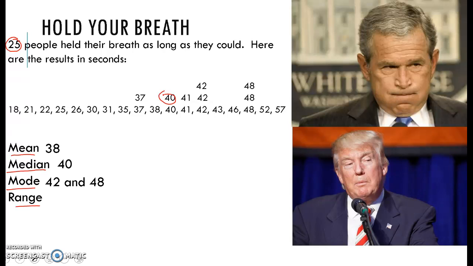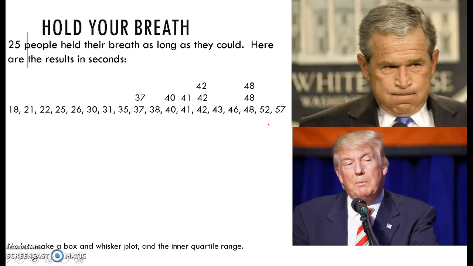The mode, you could argue that this doesn't have a mode because it's tied for 42 and 48. If there were like a 3-way tie or a 4-way tie, I probably would say it does not have a mode. But because there's only 2 of them, I would say 42 and 48 are tied for the mode. And then the range, if we go from the distance from 18 all the way to the 57, that's a range of 39 numbers, which is a pretty wide range of numbers.